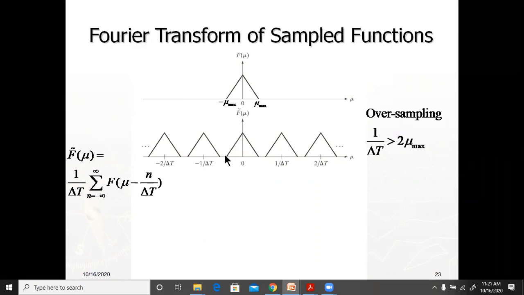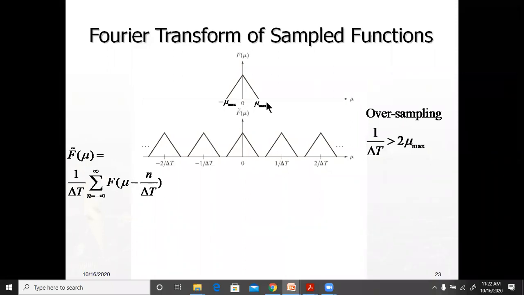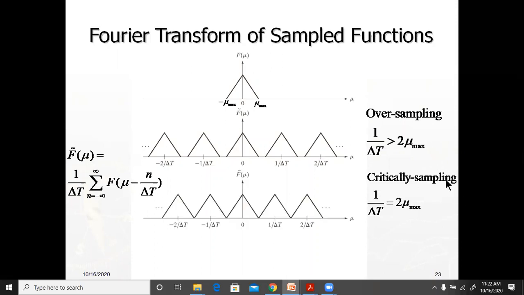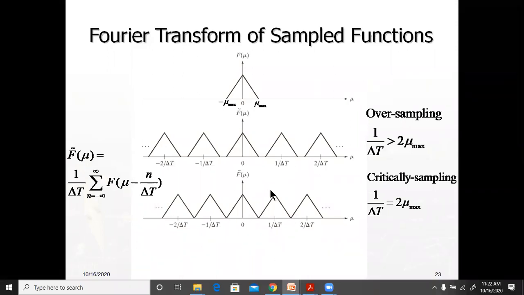So that means the value from here to here, center to center, might be greater than the 2 mu max over here. However, if we have critical sampling, that is 1 by del t is equal to 2 mu max, and both are the same, that is this length and this length are the same, then we are going to get this type of critically sampled signal.